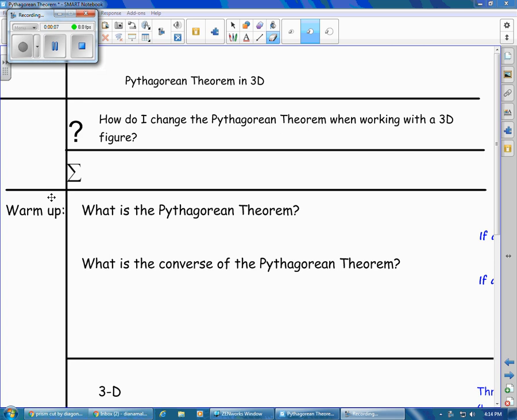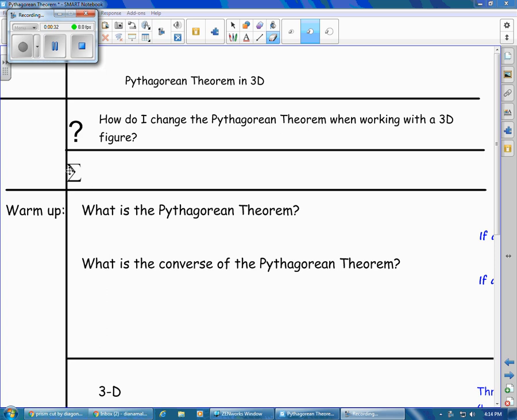This is the second video in the Pythagorean theorem. You should be in the supplemental packet, the packet of materials with the supplemental materials. At the top of the page, it says Pythagorean Theorem Day 3 3D Notebook. That's the page that you should be on here. And the essential question is already written in for you. How do I change the Pythagorean theorem when working with a 3D figure?